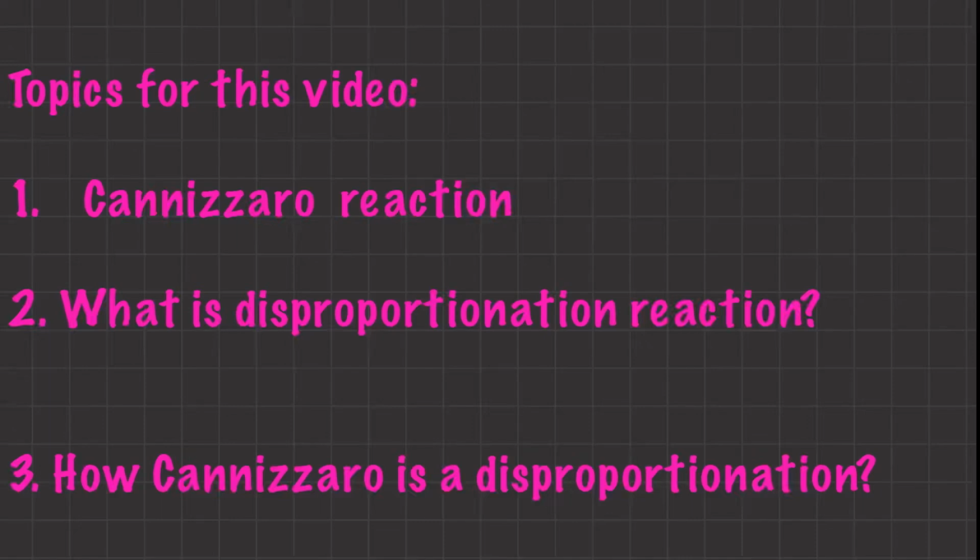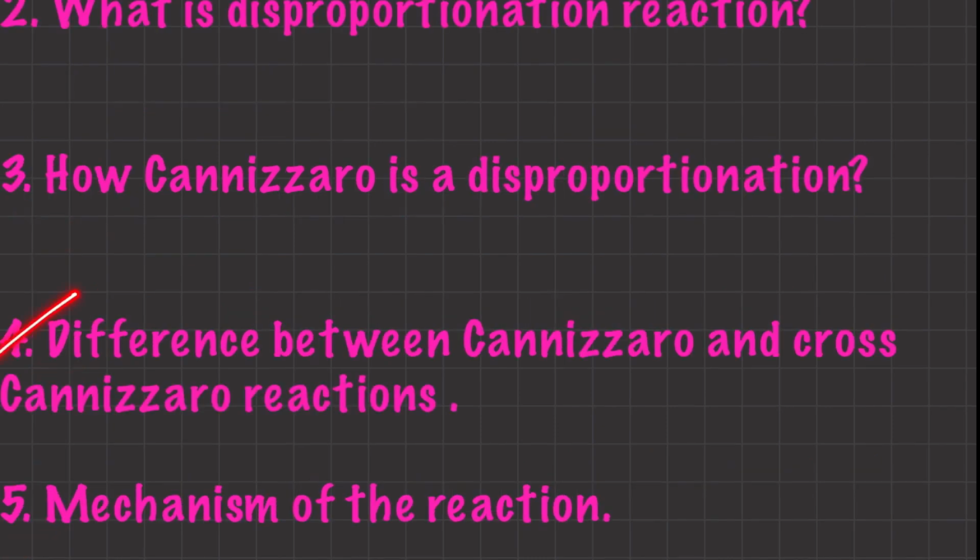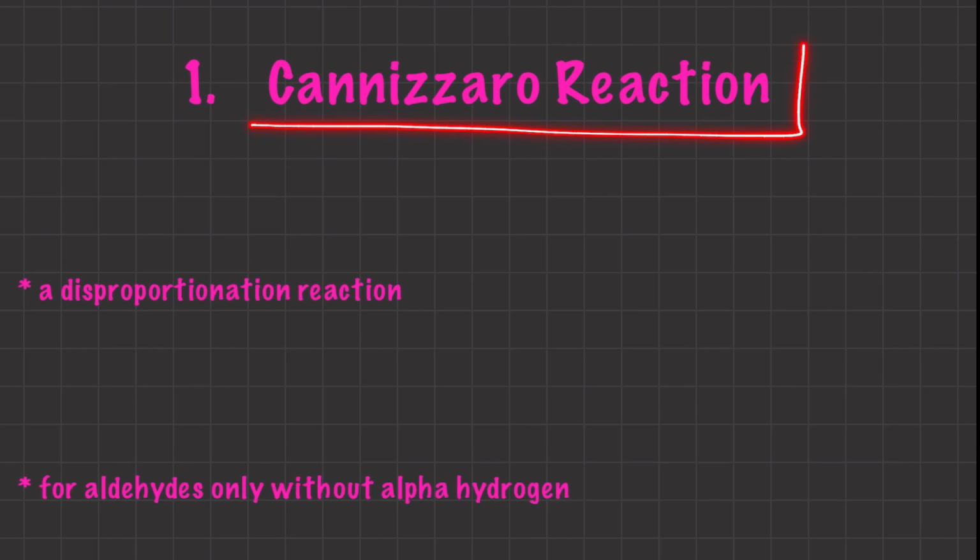Starting with the video, the topic is the Cannizzaro reaction. What is a disproportionation reaction? There's a very close relation between Cannizzaro and disproportionation reaction. So we'll be doing disproportionation reaction, and then we move on to how Cannizzaro is taken as a disproportionation reaction. Next is the difference between Cannizzaro and cross Cannizzaro reaction, and the last will be the mechanism of Cannizzaro reaction. So what is Cannizzaro reaction?